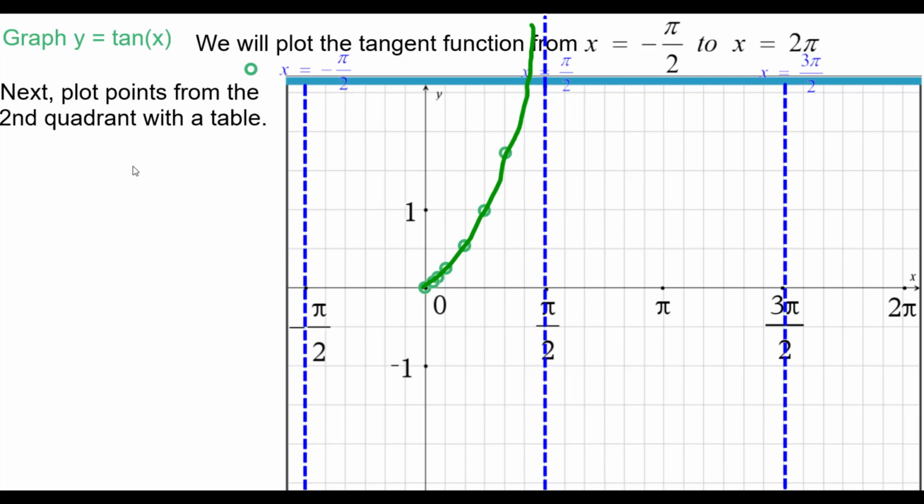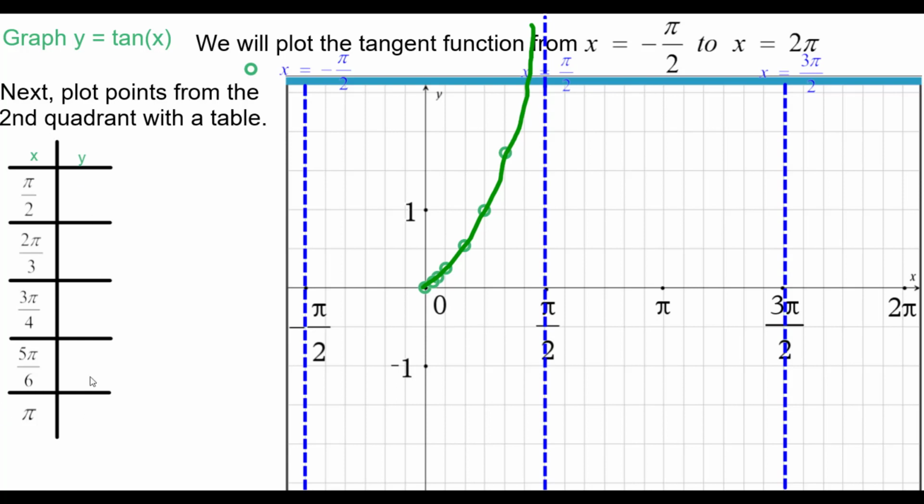Second, we need to do the second quadrant with the table. And so these are the values that we should know from the second quadrant. So these are the values you should get, and then I'll also put in the approximations. Notice in the second quadrant the tangent is a negative number, except for when it's undefined or 0.